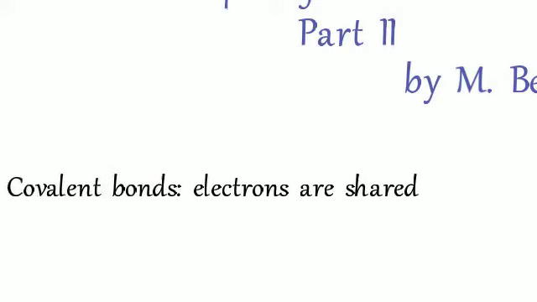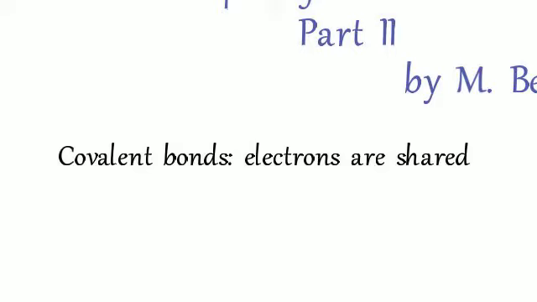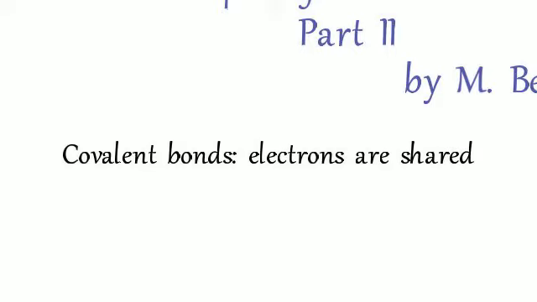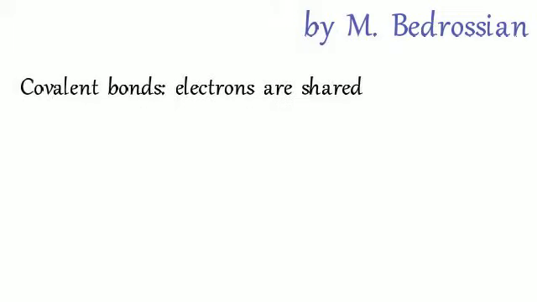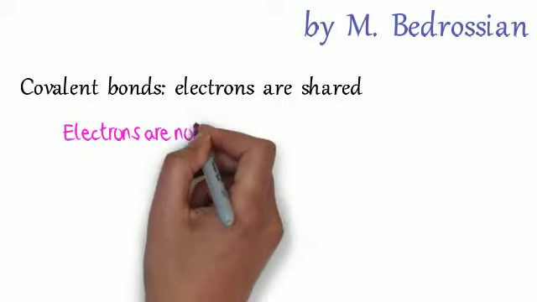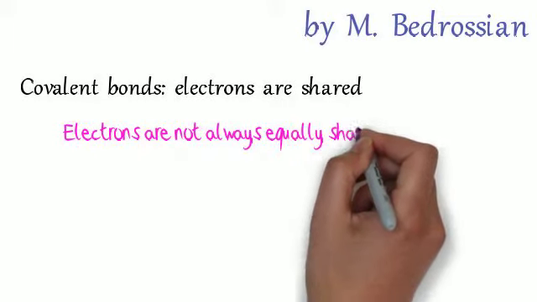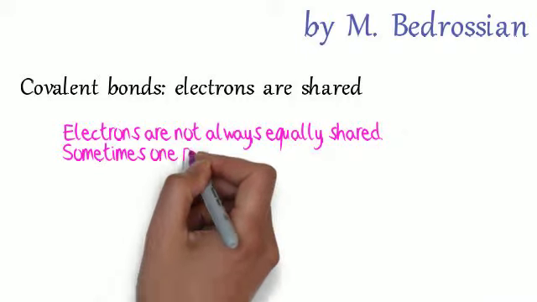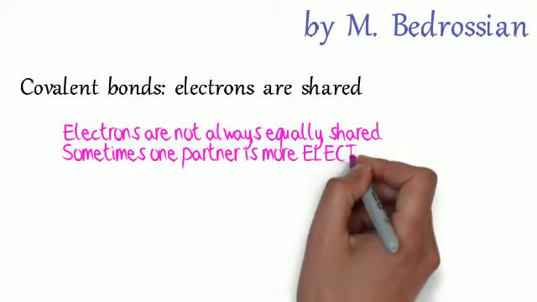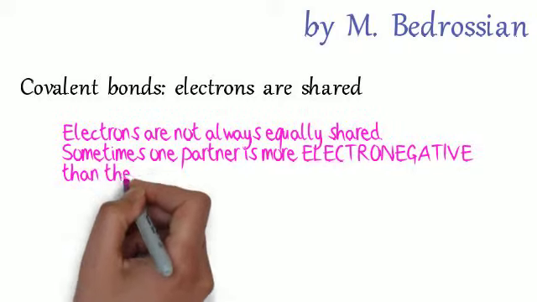A little reminder, covalent bonds. This is when electrons are shared. It doesn't mean that they're shared equally, however. It just means they're not quite ionic. So the electrons are not always shared equally. Sometimes one partner is more electronegative than the other. That means they pull the electrons towards them.